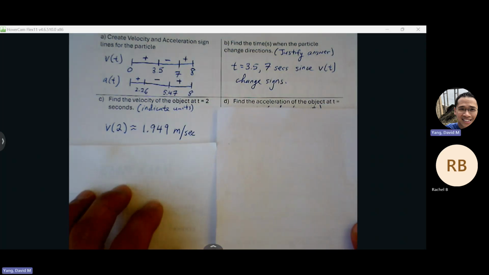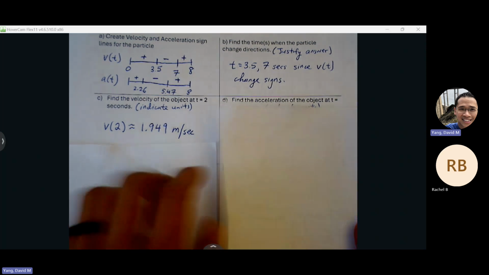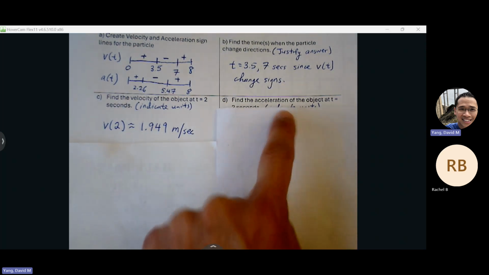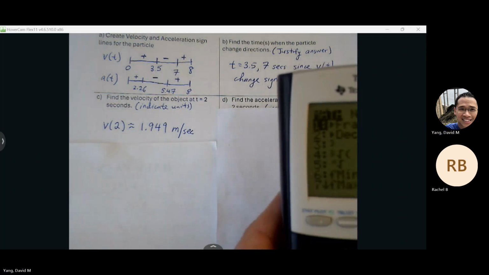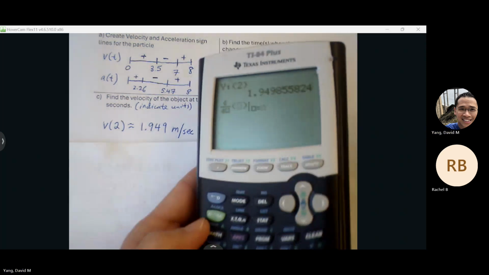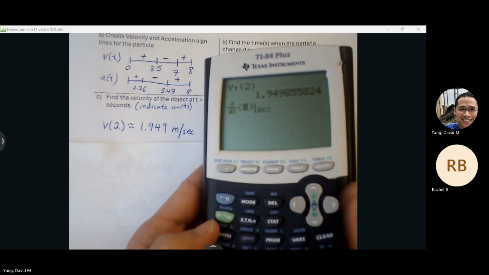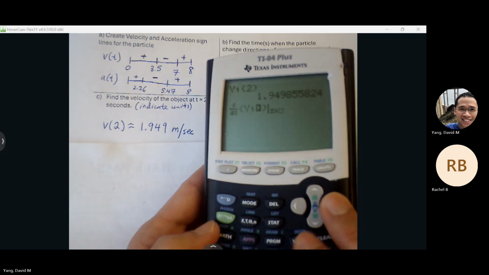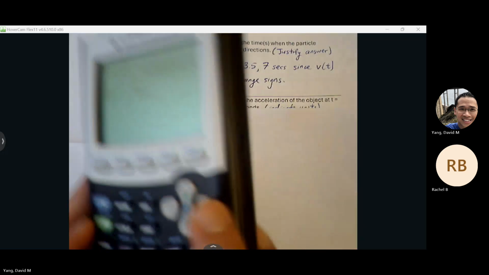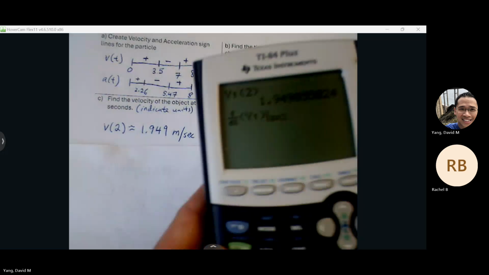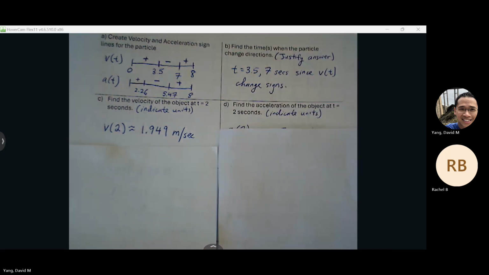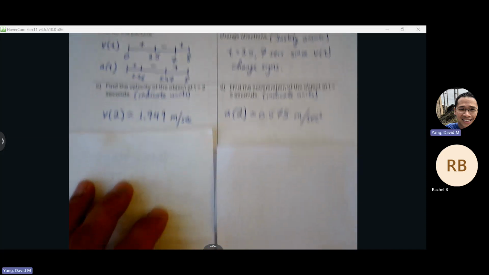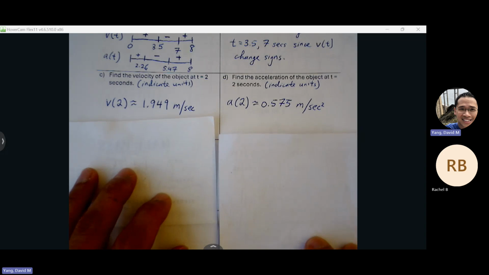Part D, find the acceleration. Acceleration, we know, is the derivative of velocity, so we can involve math 8 and derive. Units of measure, meters per second squared.